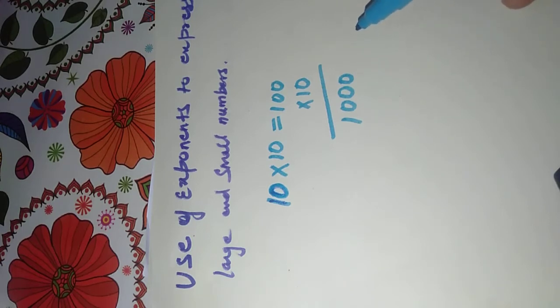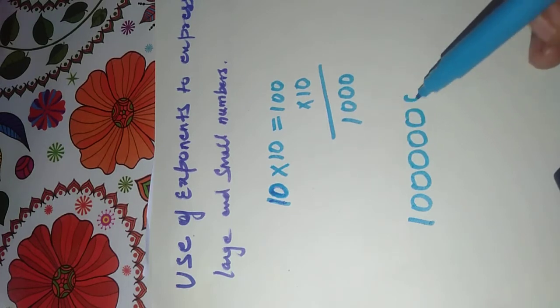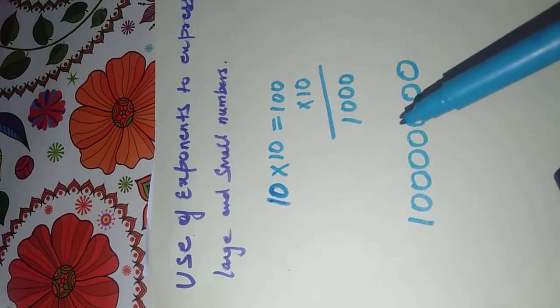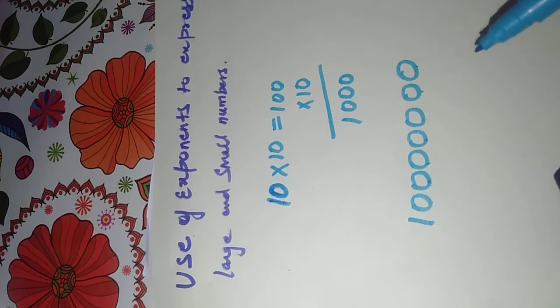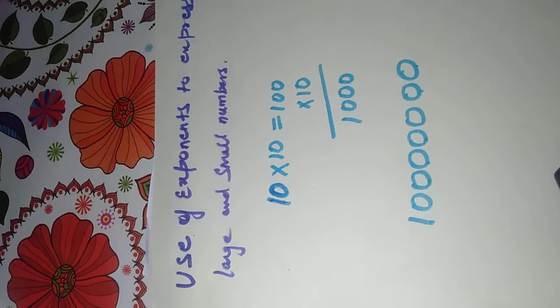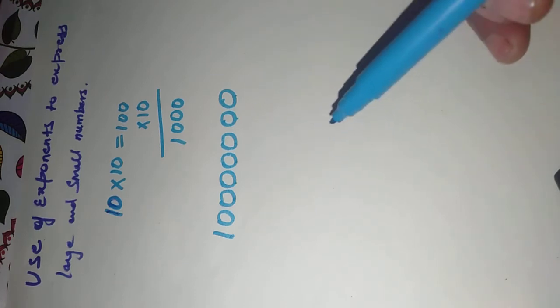These large numbers may have a number of zeros. For example, this number. Just counting the number of zeros: 1, 2, 3, 4, 5, 6, 7. 7 zeros are there. To write them takes time, and if by mistake we have made some mistake in counting, then the number becomes different. So we see that we need to express the number in a shorter way.